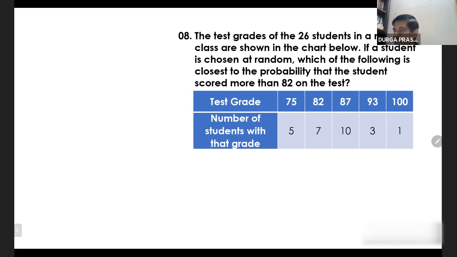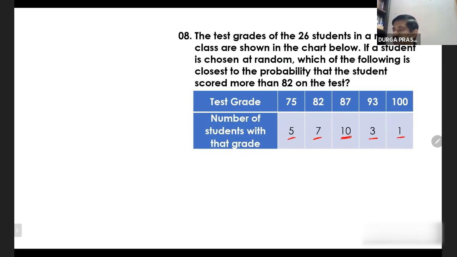So number of students with 75 grade is 5. Number of students with 82 grade is 7. Number of students with 87 grade is 10. Number of students with 93 grade is 3. And number of students with 100 grade is 1. Now what is he asking?